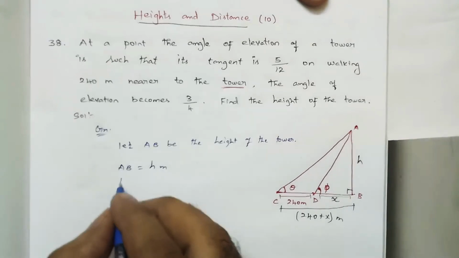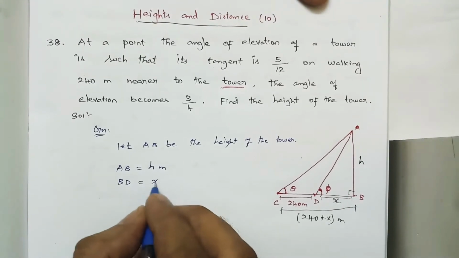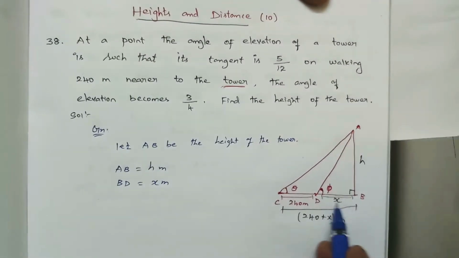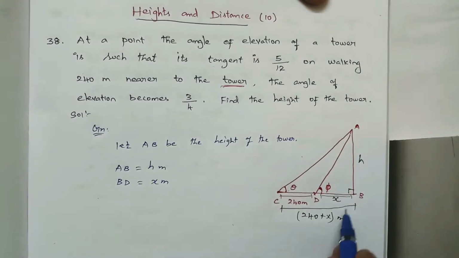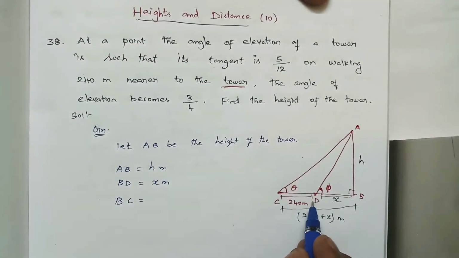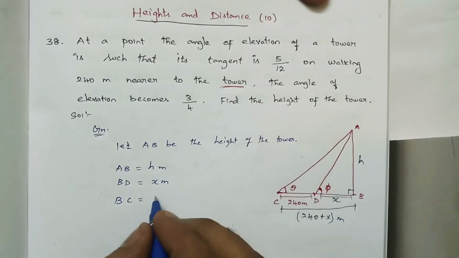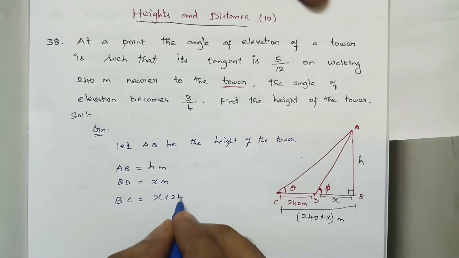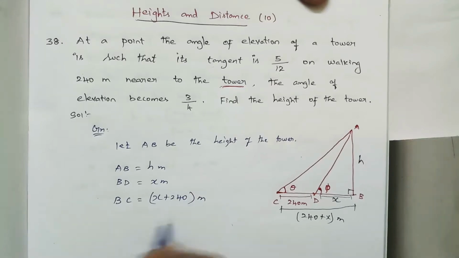BD is equal to what is it? You assume that BD is equal to x meter, and BC is equal to CD plus BD, that is x plus 240 meter.